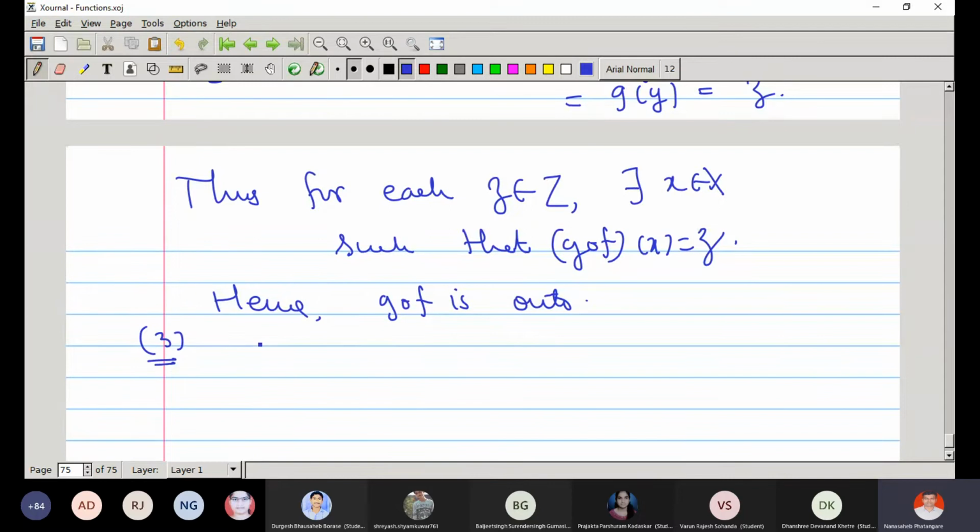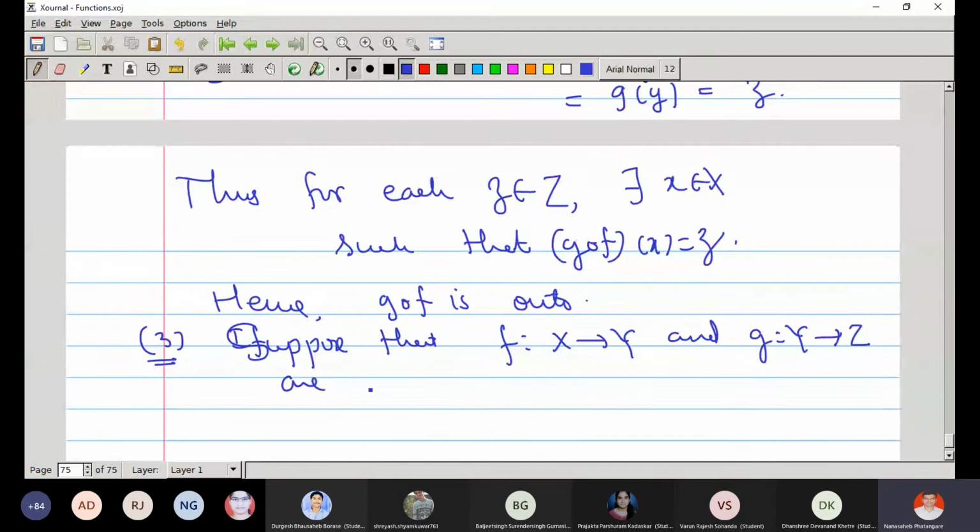Third point. So suppose that f from X to Y and g from Y to Z are bijective functions.